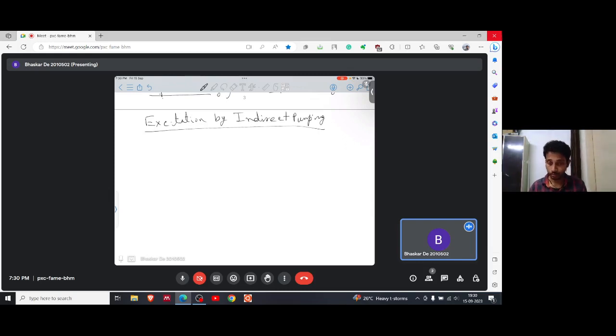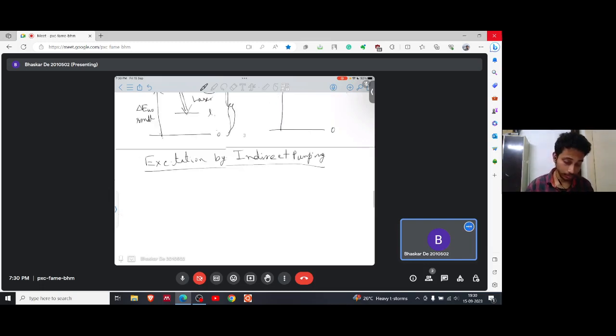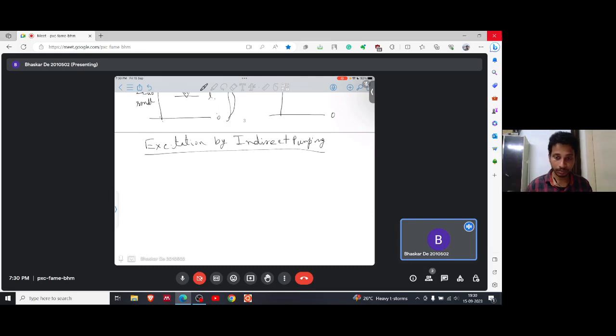As the name suggests, this is indirect pumping, so that means that we are not directly exciting the U level. If you look at this diagram, in direct pumping we are directly exciting the level U, but in indirect pumping we will not directly excite the U level. Rather, we will excite another or adjacent level, and then that population will relax or transfer to the U level, and then the lasing action will take place. So this is just going to the same place by an alternate route.